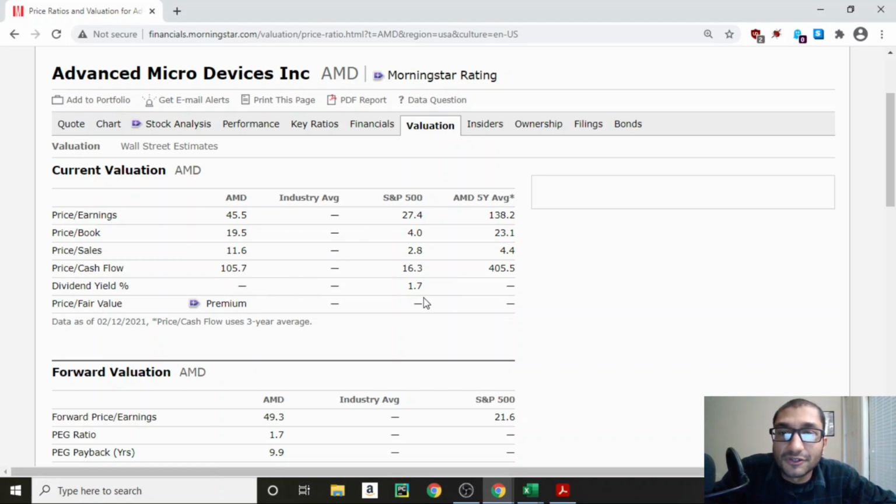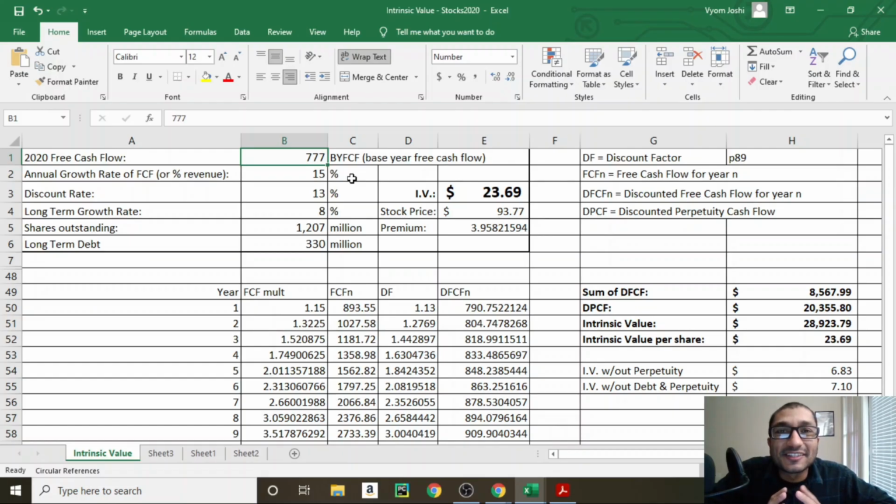However, the S&P 500's dividend yield is at 1.7%. We can see that on all these valuation metrics, AMD is overvalued when compared to the S&P 500. Hey guys, now let's look at the discounted free cash flow (DCF) analysis for AMD.